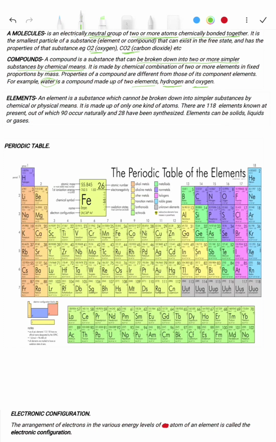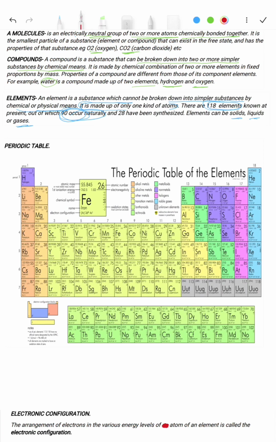Now coming to element. An element is a substance which cannot be broken down into simpler substances by chemical or physical means. So it is made up of only one kind of atom, and there are 118 elements known at present, where 90 occur naturally and 28 have been synthesized. So elements can be solids, liquids, or gas.